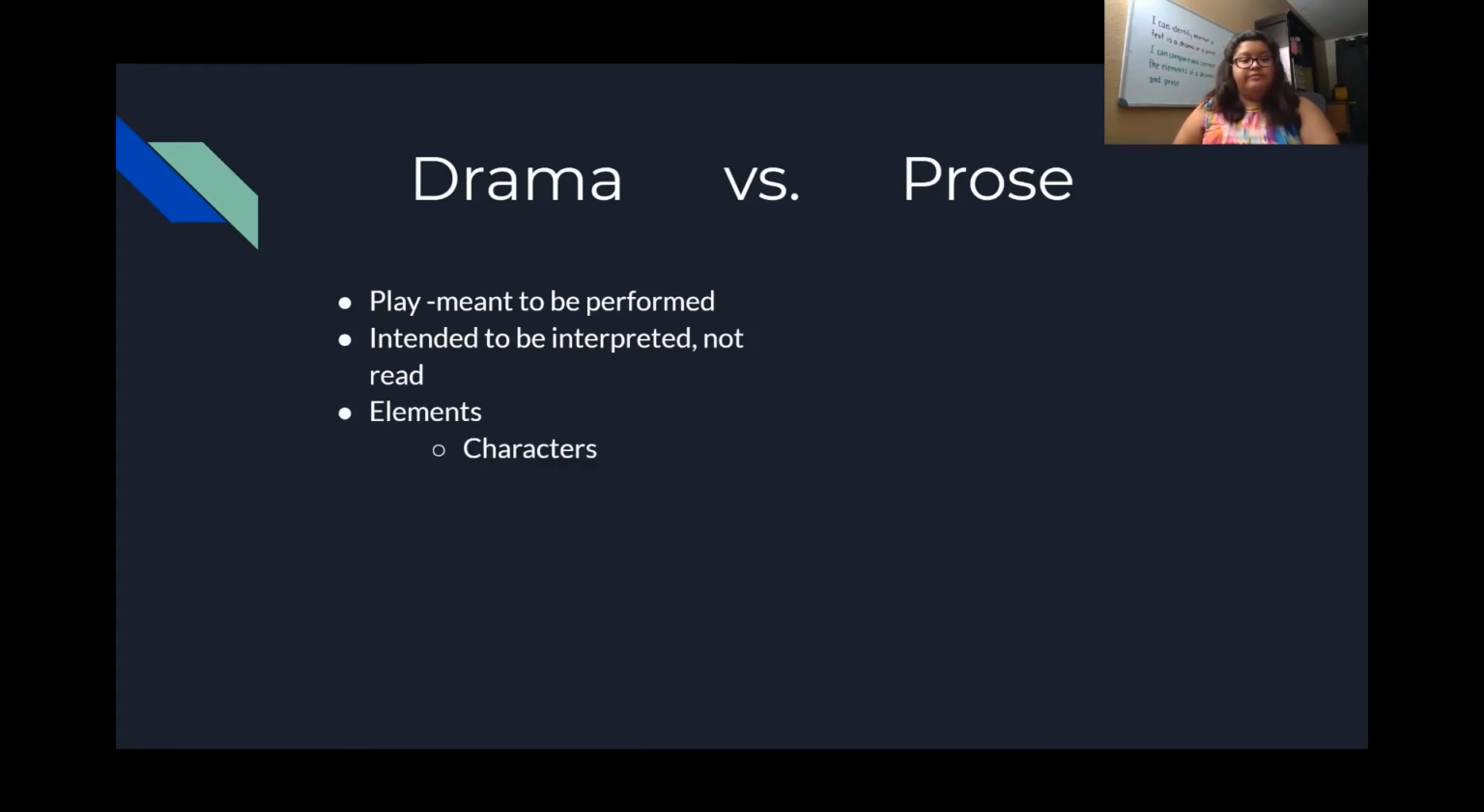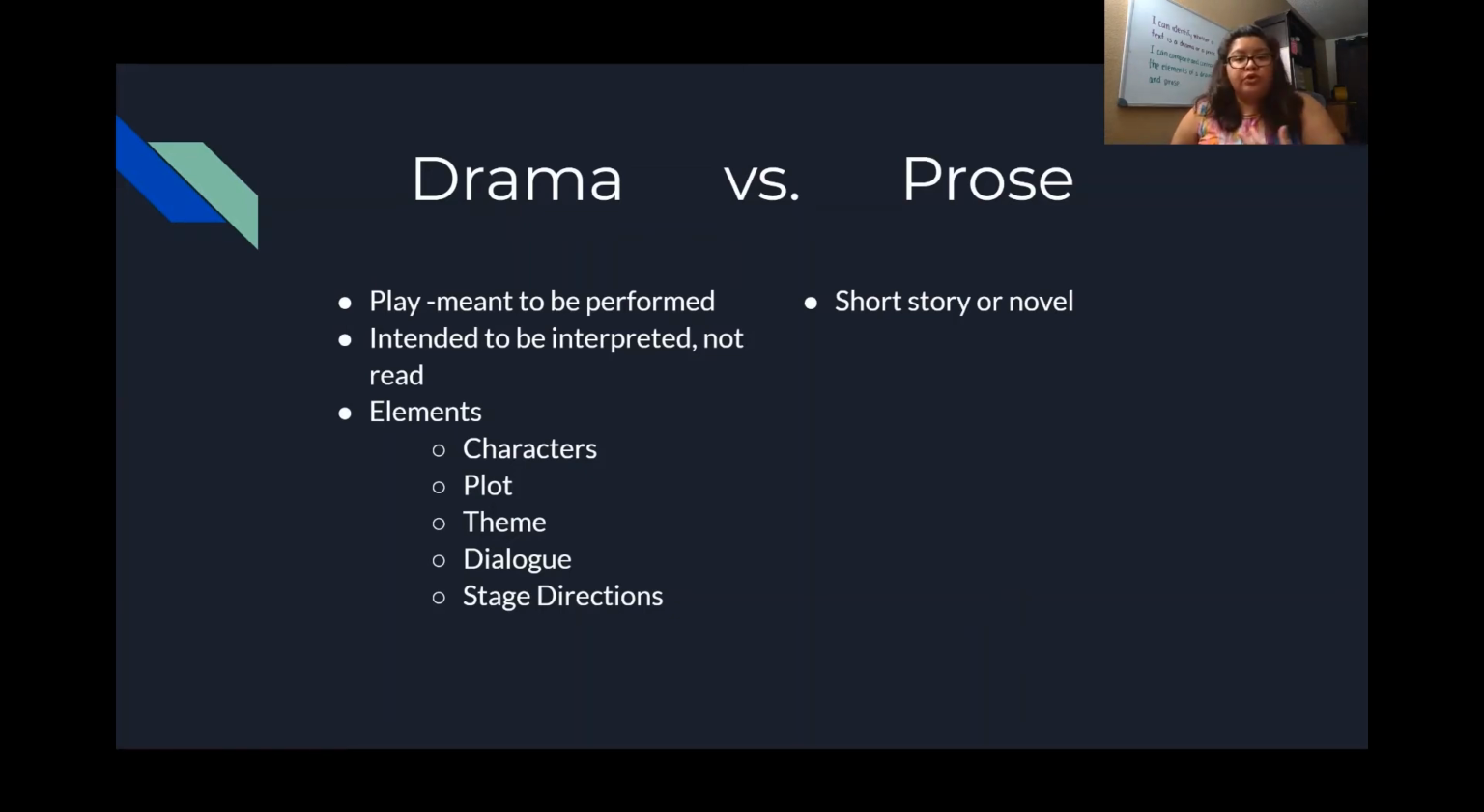just some basic things, right? There are characters, there's a plot, a theme, dialogue, and stage directions. And thinking about prose, it is usually like a short story or a novel. It's what we're used to reading, right? And the elements involved are characters, plot, theme, and dialogue. And if you notice, these are the same, right? So if you look at this, comparing, right? Compare means what is the same or similar. That's what we're thinking of. That is what's in orange. And when we're contrasting, what's different is what's in white, right?